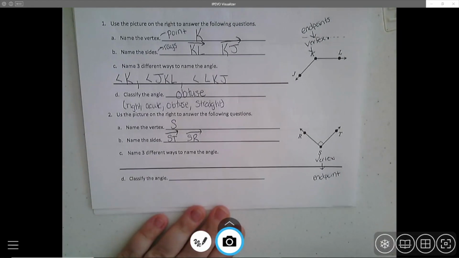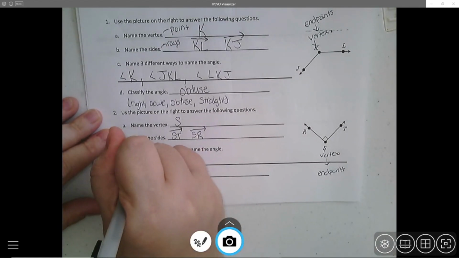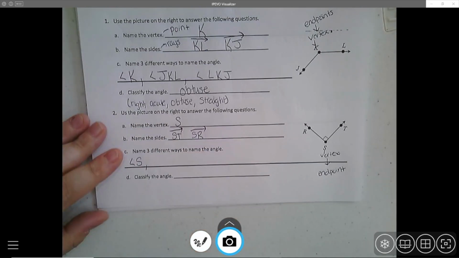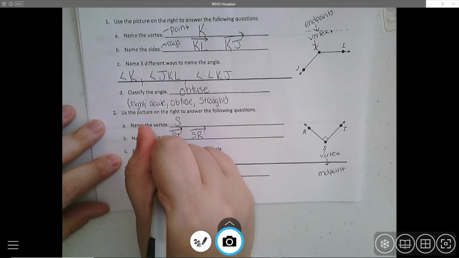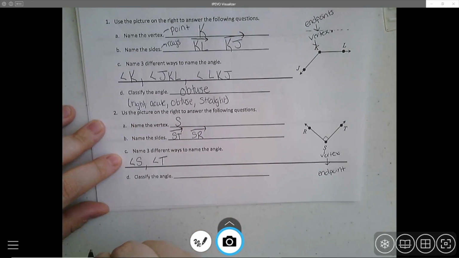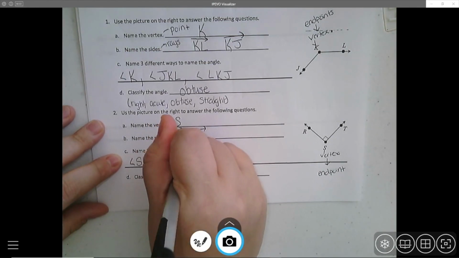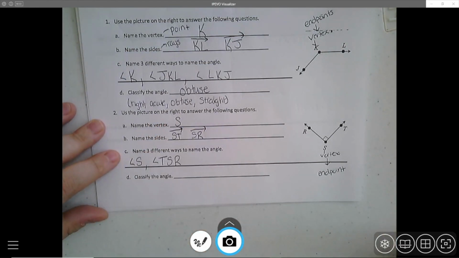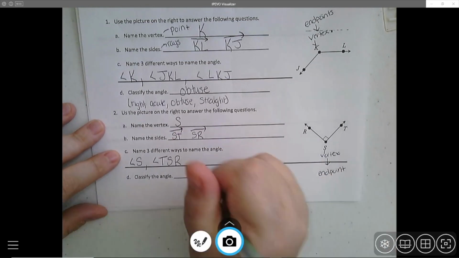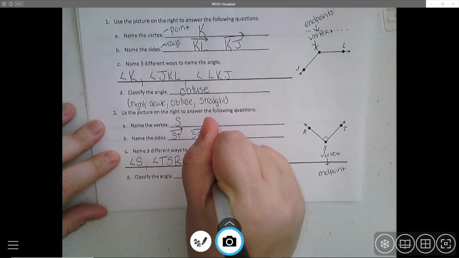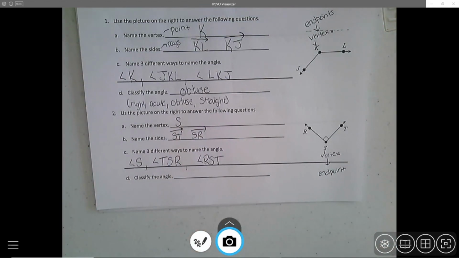Okay, 3 ways to name the angle. Naming it with a vertex, it's angle S. Another way, start with a point on one of the sides, which is T. Go to the vertex, go to the other side, so TSR. Or I have angle RST. Notice S, my vertex, is always in the center when naming it with 3 points.